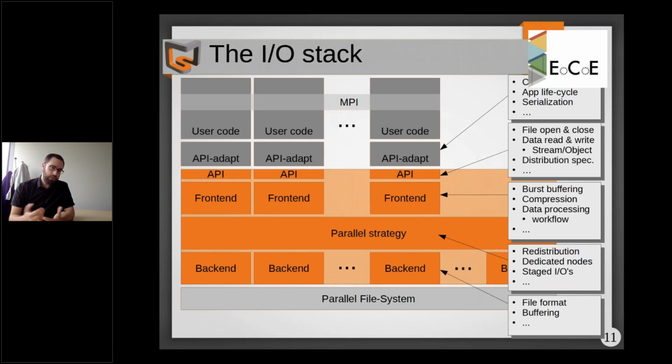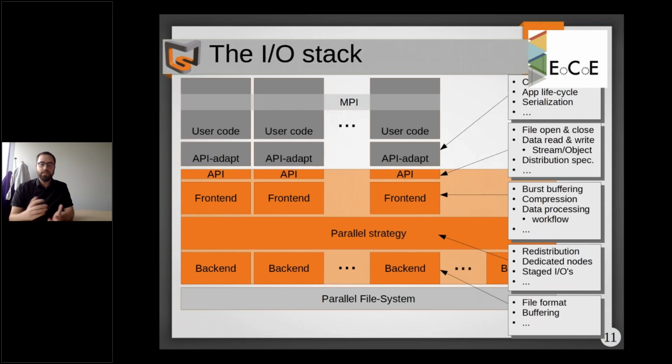So maybe here you will also do staged IOs or stuff like that. And then we have a final part of the library, which is the backend. This backend runs on maybe, as I said, a different set of nodes than the nodes used by the main code. You might have yet another step of buffering, and this is the step that does the actual write to the file system and that chooses the file format, etc.